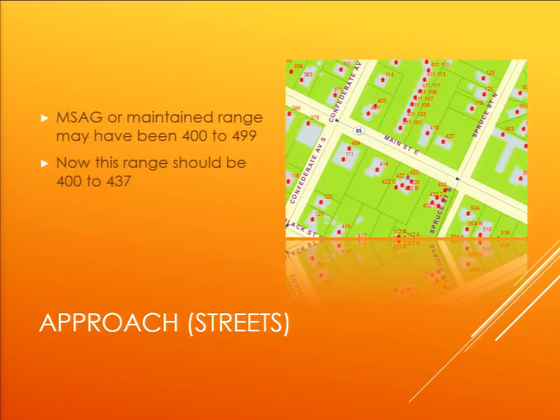All right, we're going to look at something regarding the MSAG. Here I'm looking at a 400 block. This is in downtown Rock Hill, 400 block. You can see the last address is like 430 something, 432, I think. But in the MSAG, it said it went from 400 to 499. But the range should go to about maybe 437.